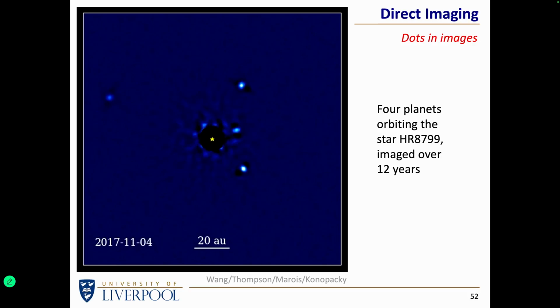Fortuitously, we happen to be seeing this solar system from above, and so we're getting a bird's eye view of the way the planets are moving.